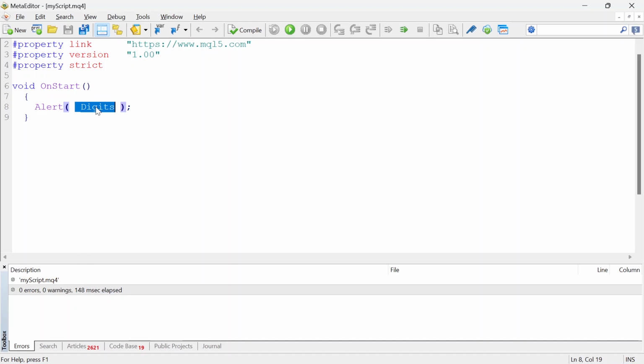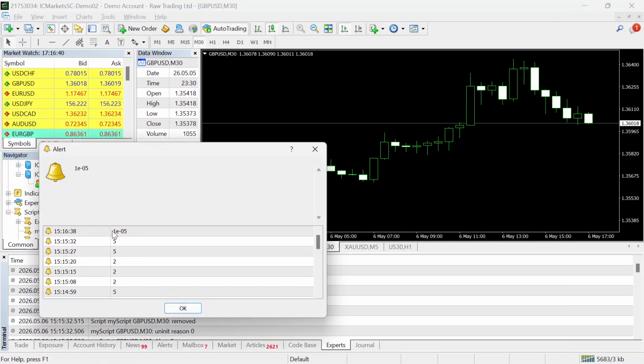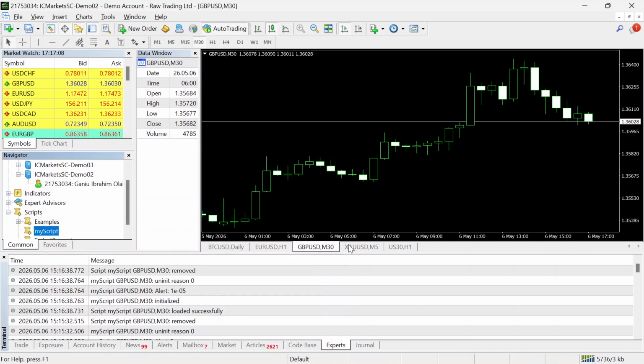All right, we are not just limited to this. We can also get something called Point. That is the point for that particular chart. Let me do this. I'll launch. You can see it is telling me 0.00001. That means the minimum move on this chart is 1 times 10 raised to the power minus 5, that is 0.00001, right?